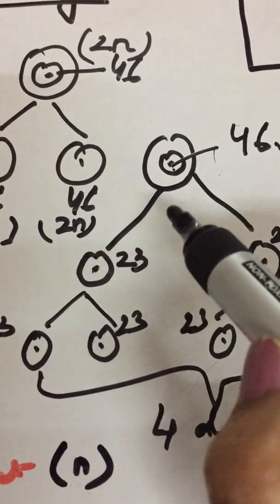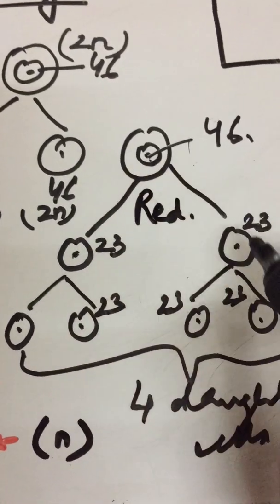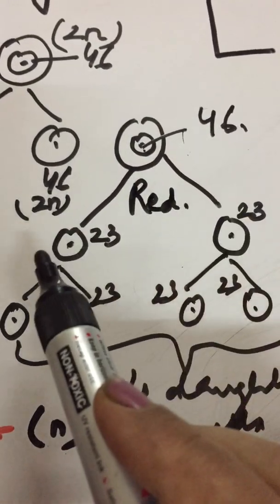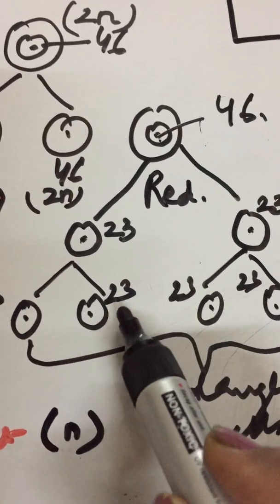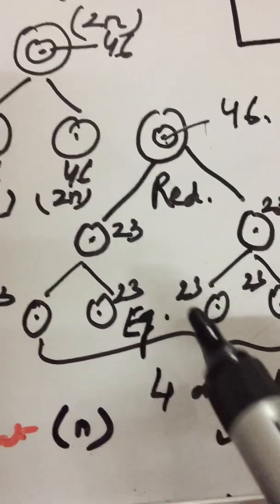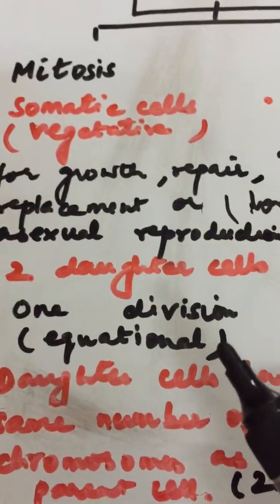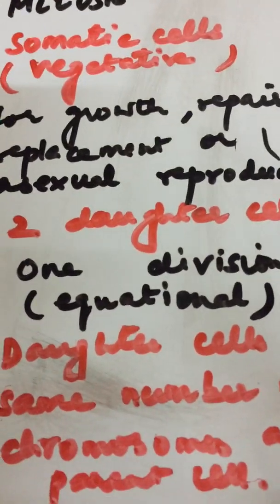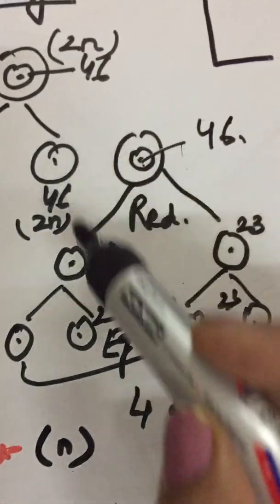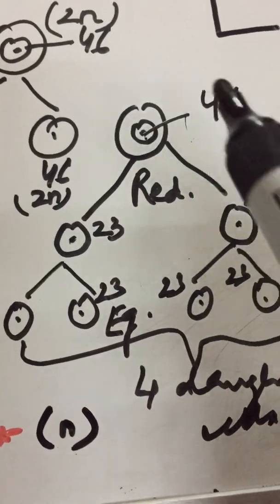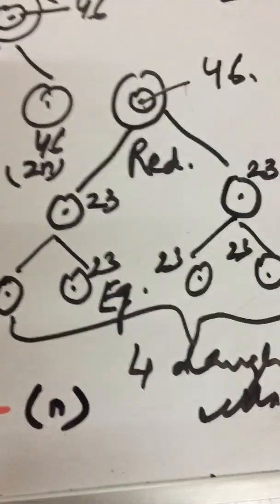The first division in meiosis is the reduction division. Reduction occurred in the first division only, from 46 to 23 and 23. The second division in meiosis is equational division and can be compared to mitotic division. Remember, mitosis is an equational division and meiosis is a reduction division. So the first division of meiosis, because meiosis has two divisions, is reduction division and the second is equational division.